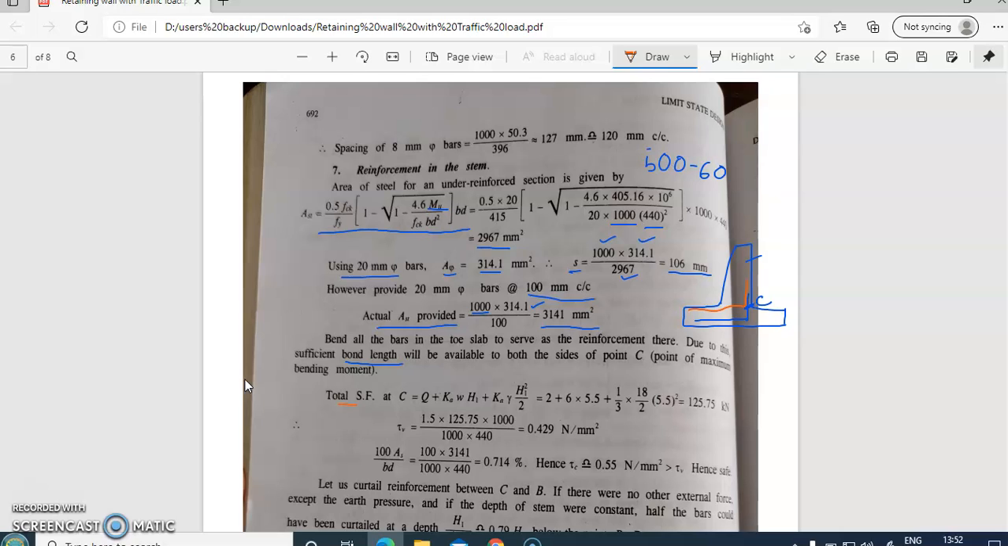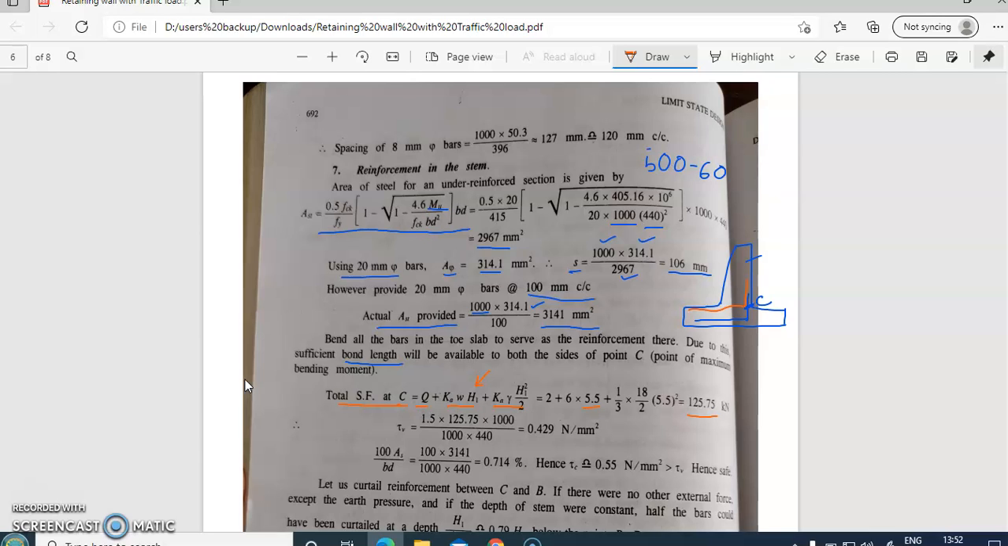Next, let us find out the total shear force at C. So we know that there is a horizontal force due to a person standing, which is Q. Ka into W into H1 is the horizontal force due to the traffic load, and Ka gamma H1 square by 2 is the load due to the backfill. Okay, so we are calculating the load at C, so keep in mind that we are going to be using only the height of the stem here, so that is why H1 is 5.5 meters.